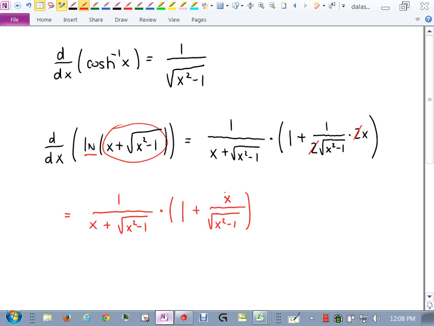Now what? Can I actually take this whole thing and distribute it like this? Yeah, I could, right? I could do this whole thing times 1 and then this whole thing times this. That's one way to do it, right? I could also slide this whole thing on top and then come in and try and simplify.